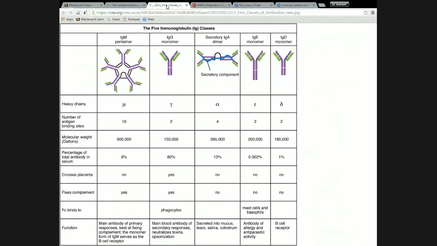So most of the immunity that a newborn has comes from IgGs that it got in utero across the placenta. But after the baby's born, it still doesn't have a functional adaptive immune system. So it needs to get some immunity, which it gets through the milk from the mother, and that's going to be IgAs.